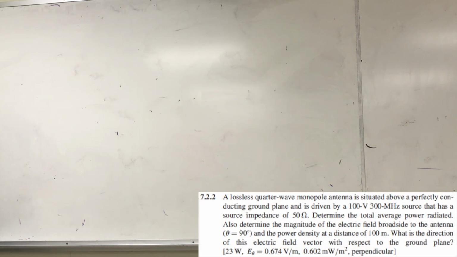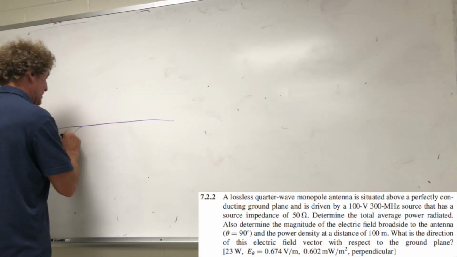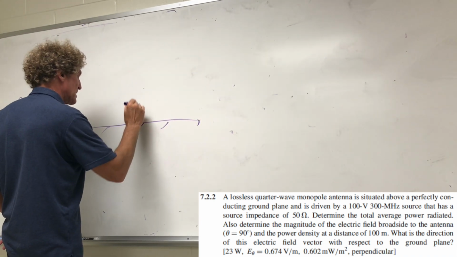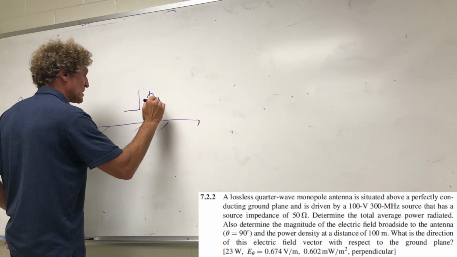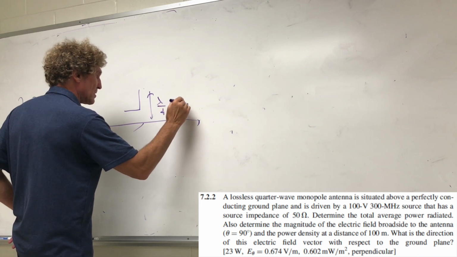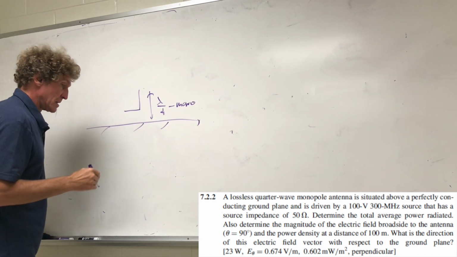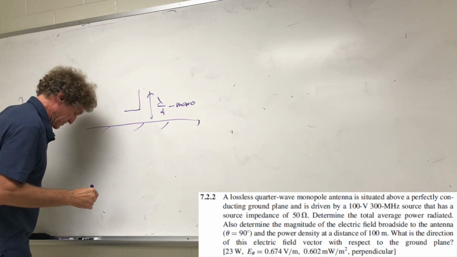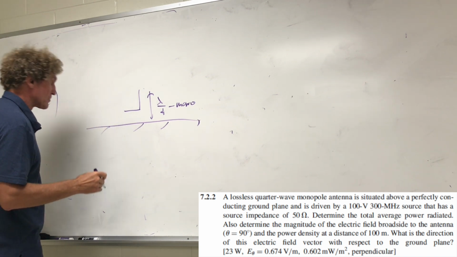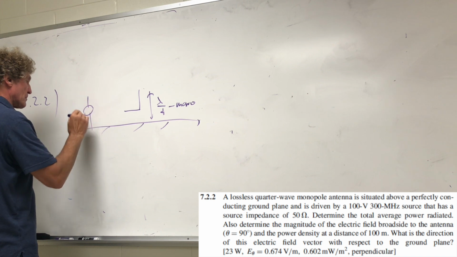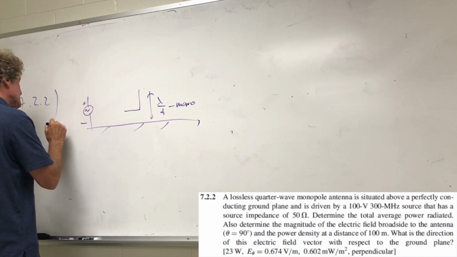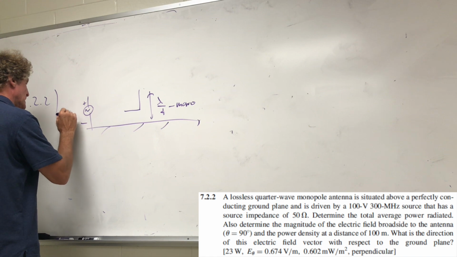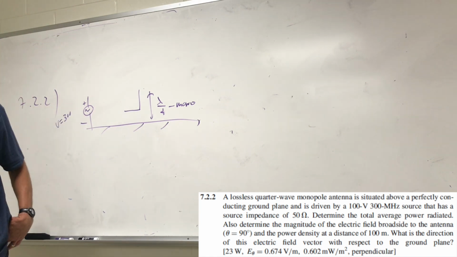Problem 7.2.2. A lossless quarter wave monopole antenna. Okay, hold on for 1 second. Lossless, and this is a quarter wave monopole, lambda over 4 monopole. Is situated above a perfectly conducting ground plane and is driven by a 100 volt, 300 megahertz source. RMS? It doesn't say.